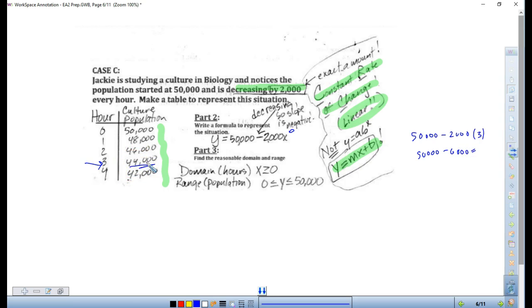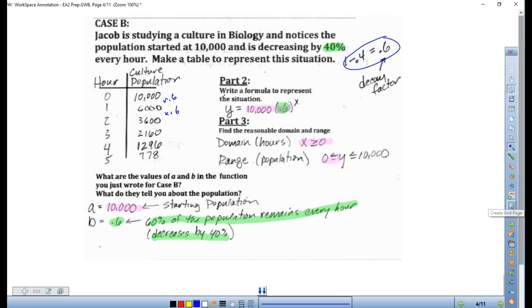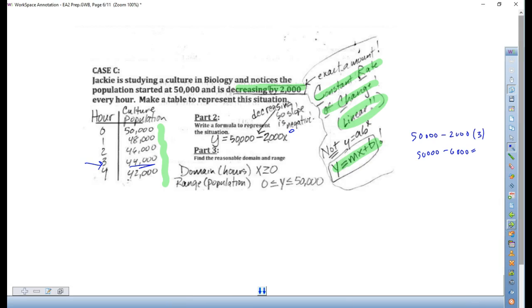So you can check your work. Same thing with these formulas. You can plug in your hours to your formula and make sure you're getting the right population. So you can make sure your formulas work.